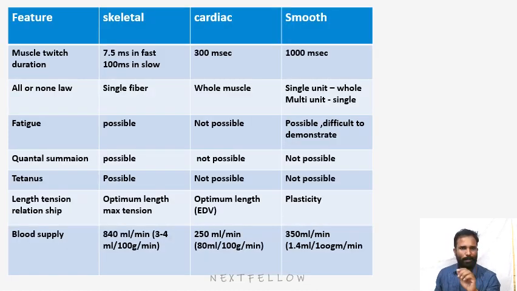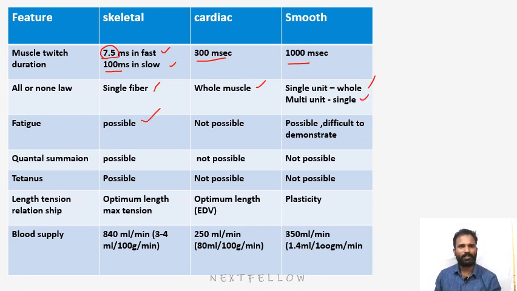And coming to the comparison between these three, we already know that smooth muscle has a very long action potential duration, and also the twitch duration is 7.5 milliseconds in fast muscle and 100 milliseconds in slow. Whereas cardiac muscle is 300 milliseconds, smooth muscle is 1000 milliseconds, almost, with the action potential. And the all-or-none law in skeletal muscle is followed by a single muscle fiber, not the muscle as a whole. Whereas in the cardiac muscle, as it is a syncytium, the whole muscle will follow the all-or-none law. Single unit smooth muscle is also a syncytium, so the whole muscle will follow the all-or-none law, while in multi-unit, each single muscle fiber will follow the all-or-none law.